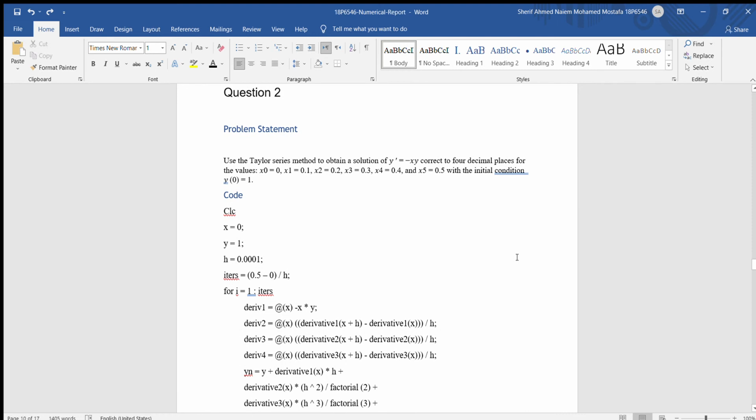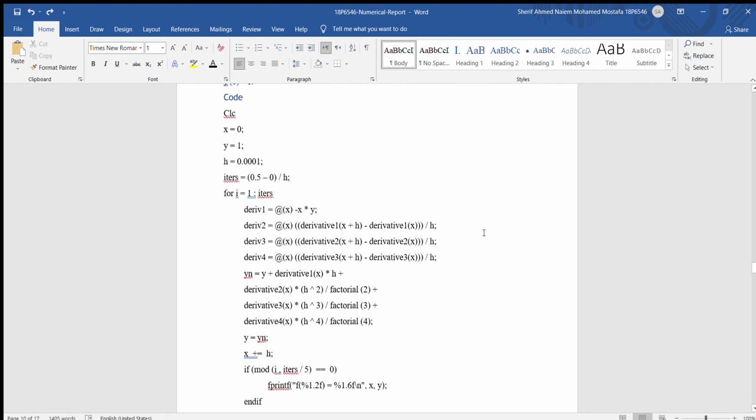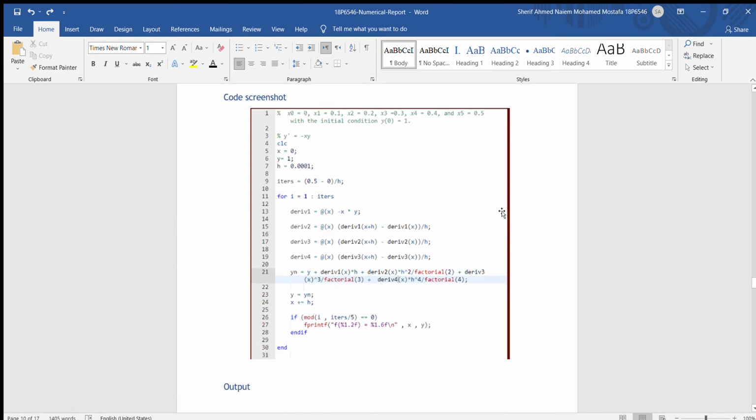In question 2, we are asked to find a solution for the given equation y dash equals xy to the correct 4 decimal places for the values of x from 0.1 to 0.5, given that y equals 0 at x equals 0. Here is the MATLAB code for solving this problem, and here are the photos of the code and its output.